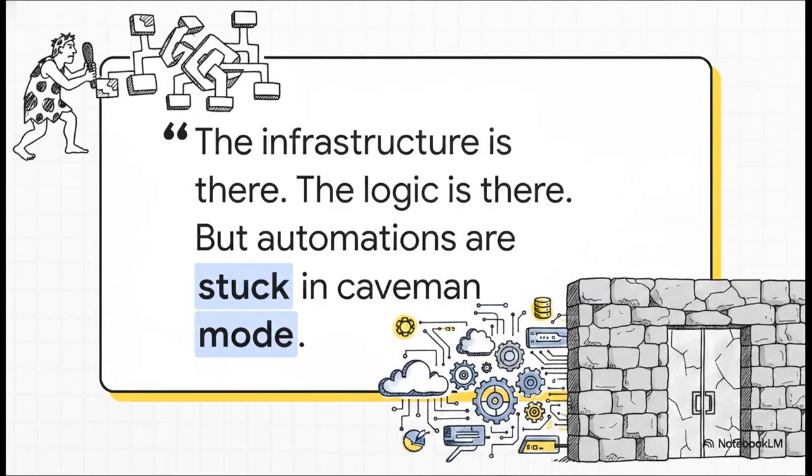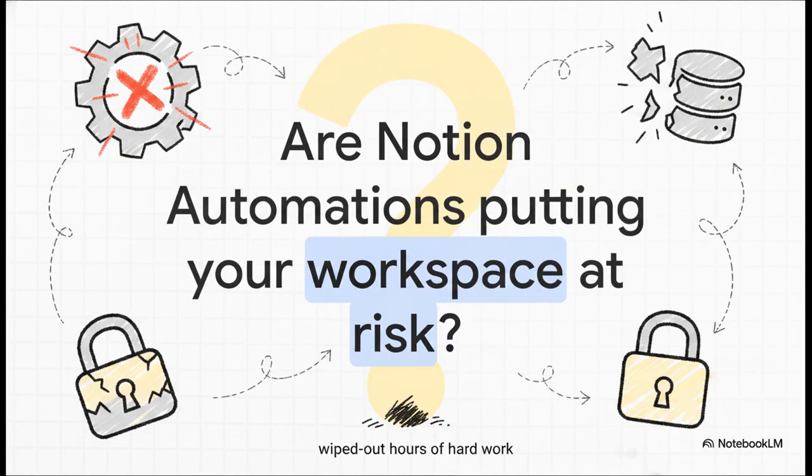There's this quote from an advanced Notion user that just perfectly captures the frustration in the community right now. It goes, "The infrastructure is there, the logic is there, but automations are stuck in caveman mode." Like, wow, right? Hit the nail on the head. If you're a power user, you've definitely felt this exact same pain. You see the potential, you know what your workspace could do, but you just keep slamming into these rigid systemic limitations. You want this smart, interconnected system, but the native tools kind of force you to do things the absolute hardest way possible.